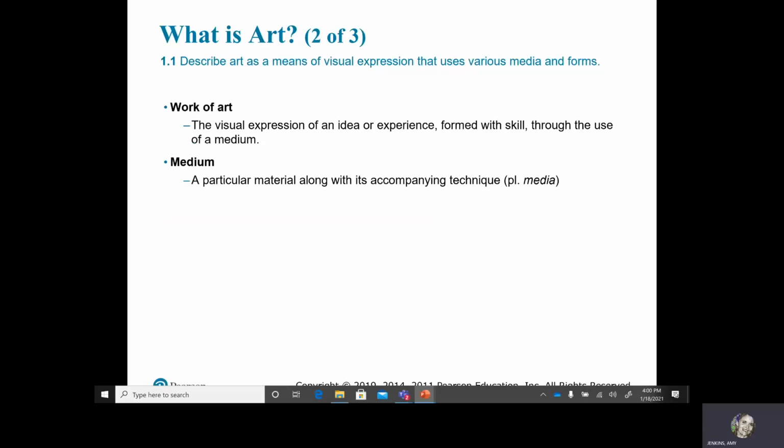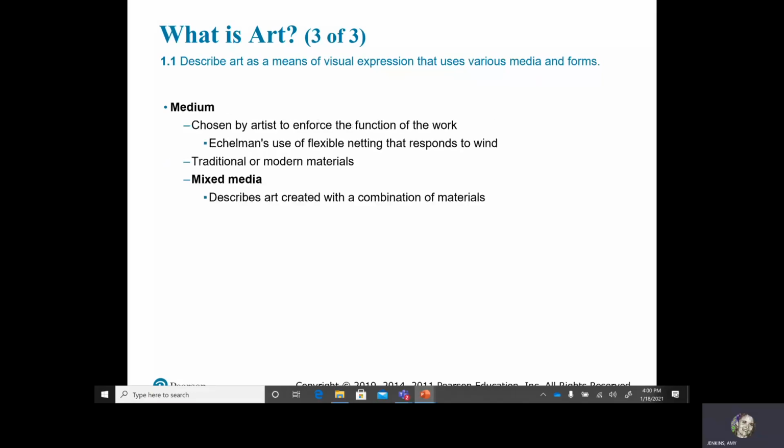A work of art is a visual expression of an idea or experience formed with skill through the use of a medium. A medium is a particular material along with its accompanying technique. The plural would be media. A medium is chosen by the artist to enforce the function of the work.